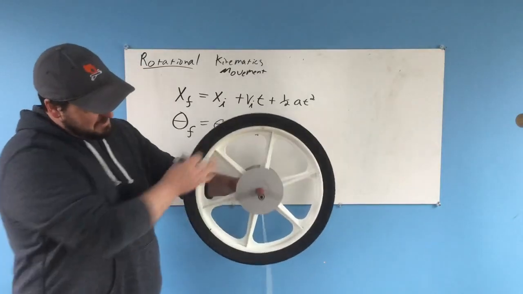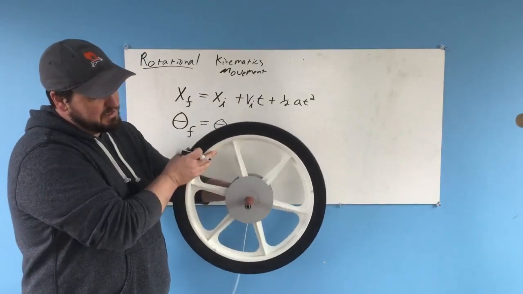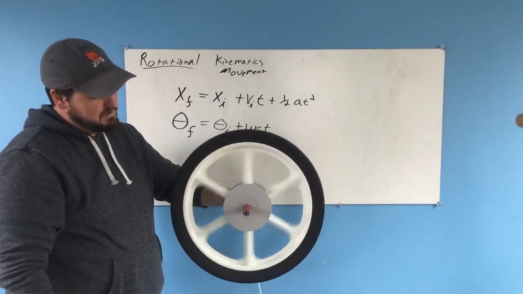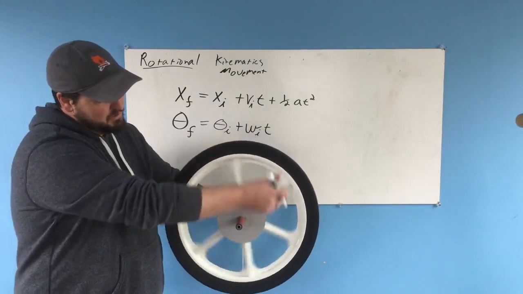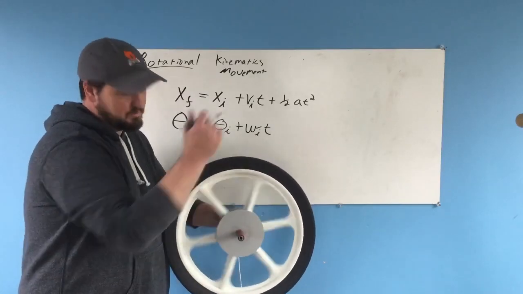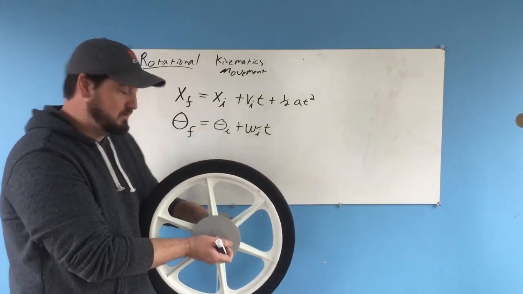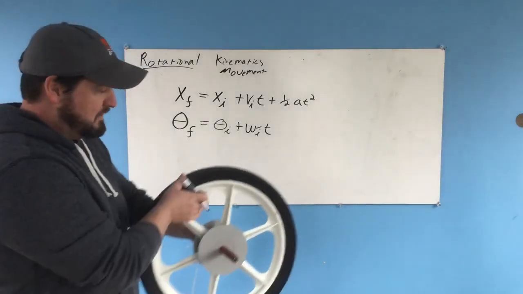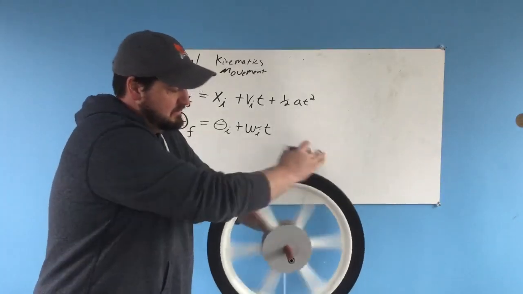So if that's all we have, is just a constant angular velocity, constant omega, then after 1 second, right, maybe we go through 2 pi radians, another second we get through another 2 pi radians, a third second we get through another 2 pi radians, and so on and so forth. But what if that wheel is accelerating?